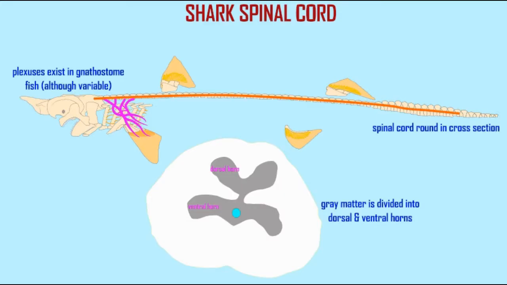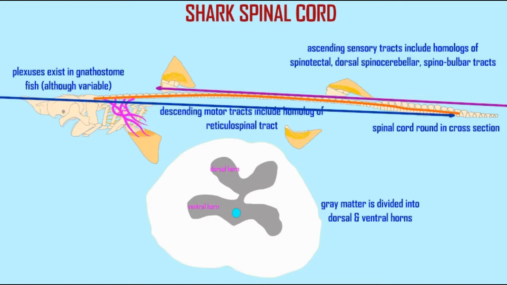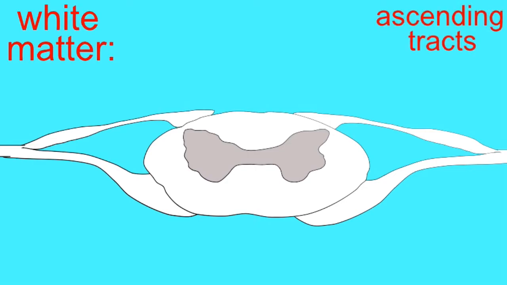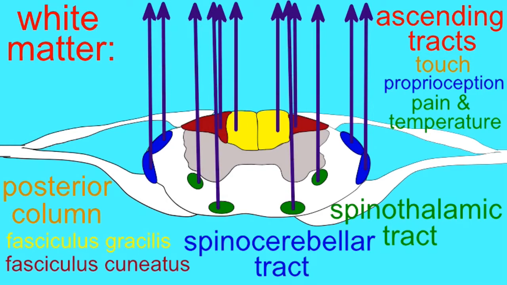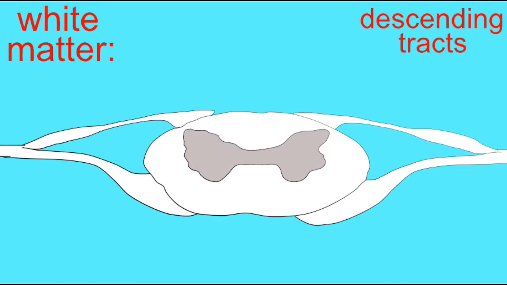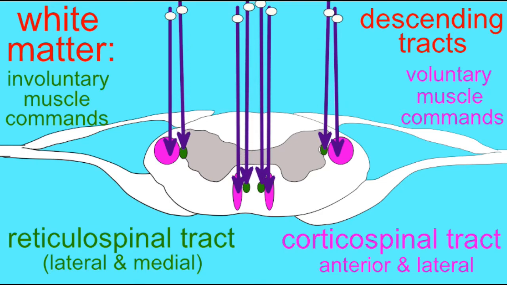There are more tracts which pass between the spinal cord and brain in jawed vertebrates. The ascending sensory tracts include homologs of the spinotectal, dorsal spinocerebellar, and spinobulbar tracts of higher vertebrates, including humans, and the descending motor tracts include the homolog of the reticulospinal tract.